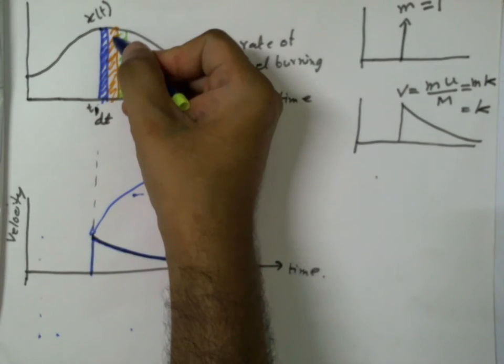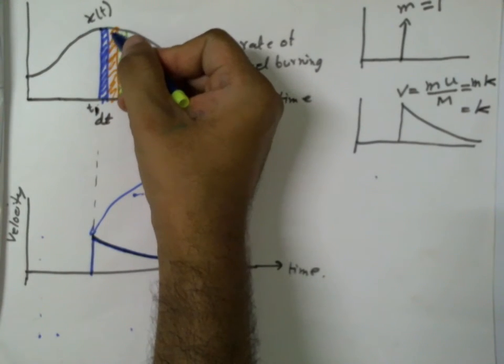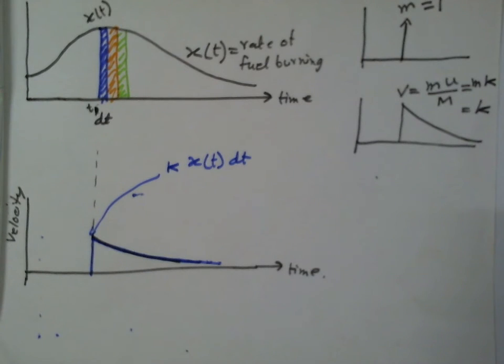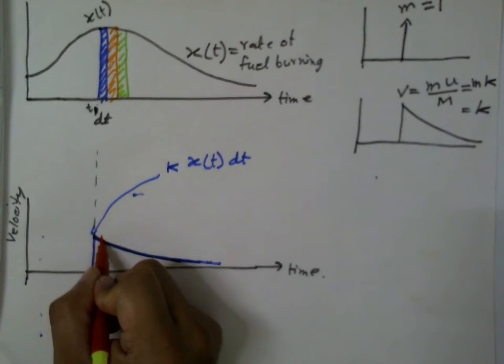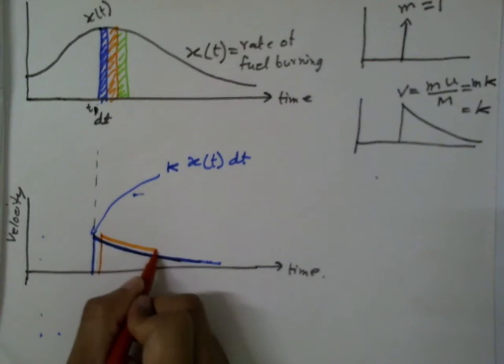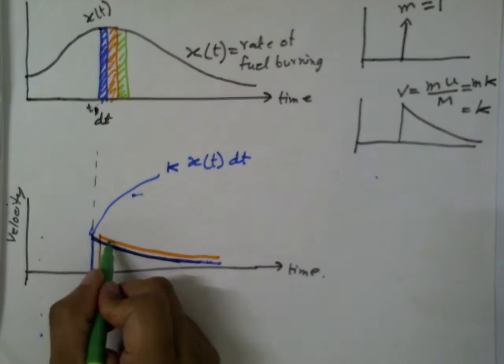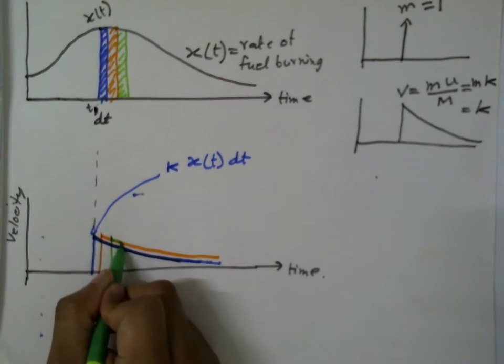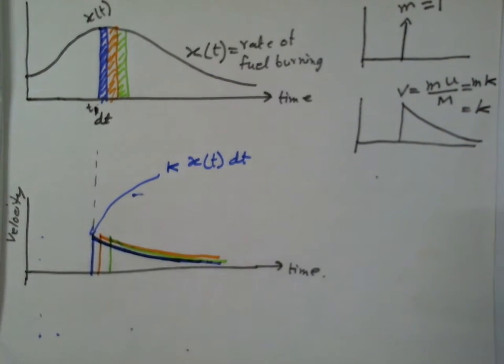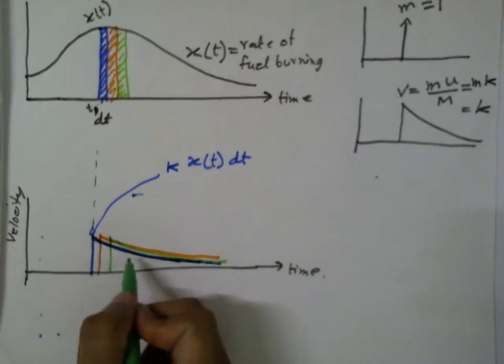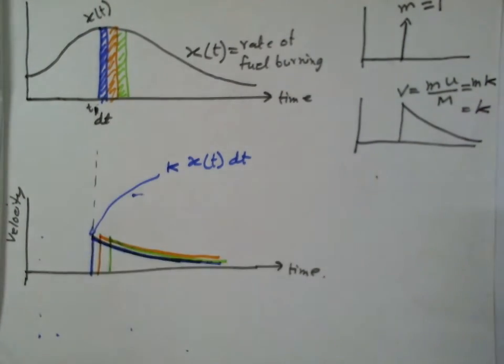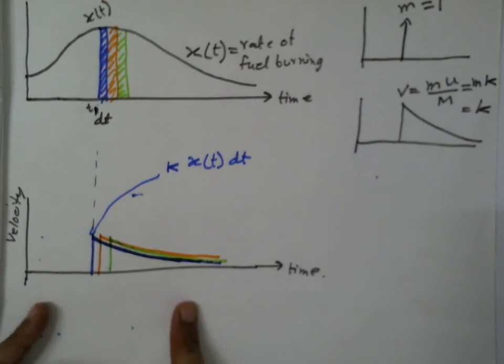Then for this orange one, I have to draw another exponential function. Then for this green one, I have to draw another exponential function, and so on. I have to go on, and then I have to add up all these functions to get the velocity of the rocket at any instant. Right? Okay. Now this is how we can do it graphically.